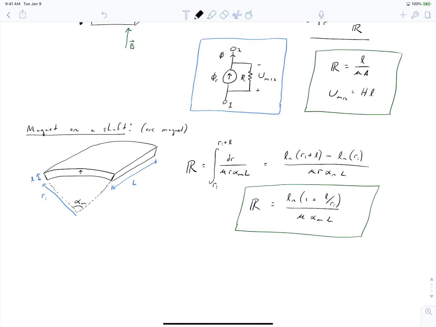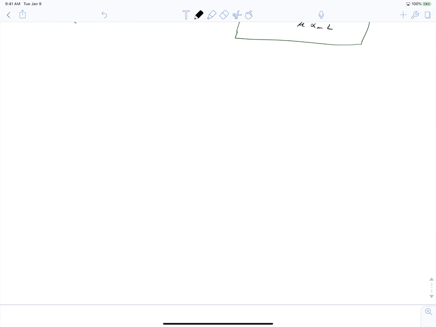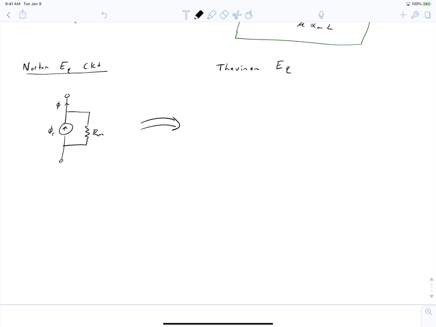So as we've currently sketched this, the magnetic equivalent circuit is in the Norton canonical form. That is a Norton equivalent circuit. And so what we're going to do is put this into the Thevenin equivalent circuit format, because oftentimes the Thevenin form is more useful for design purposes.